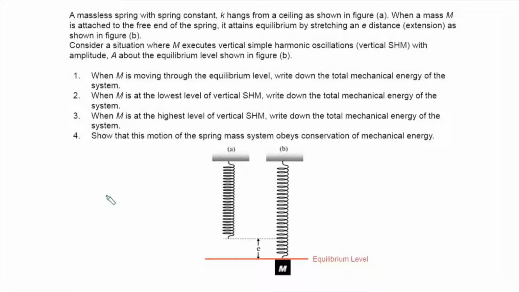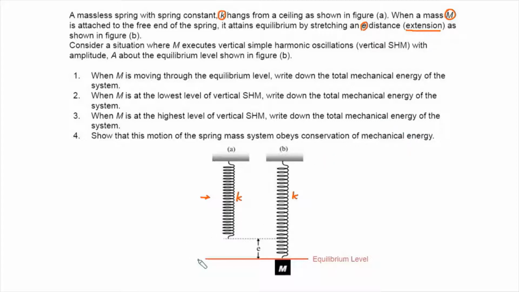A massless spring with spring constant K hangs from a ceiling as shown in figure A. So this is figure A. You can see the spring with spring constant K, and this is the same spring over there on the other side. When a mass M is attached to the free end of the spring, it attains equilibrium by stretching an E distance. So this E is what we call the extension. So mass M is attached to the free end of the spring and it stretches an E distance and becomes stable, or the system is in equilibrium.